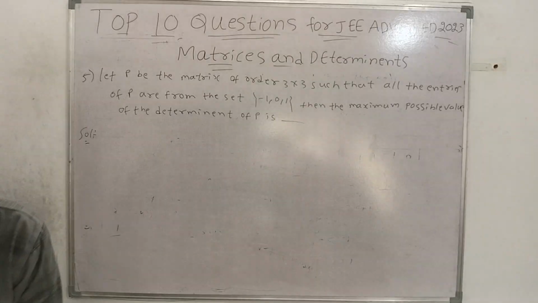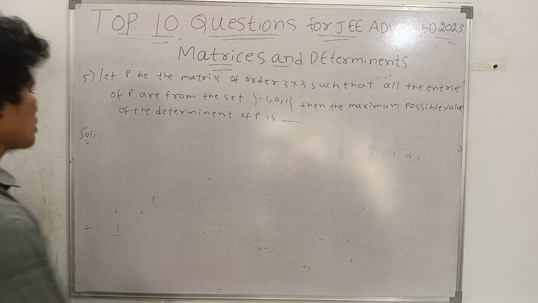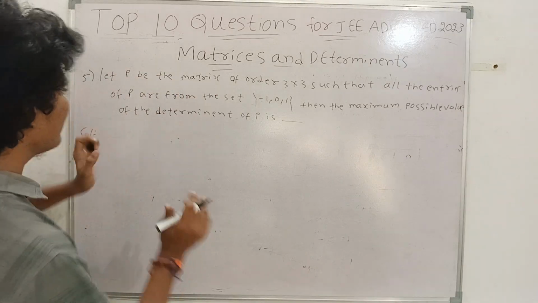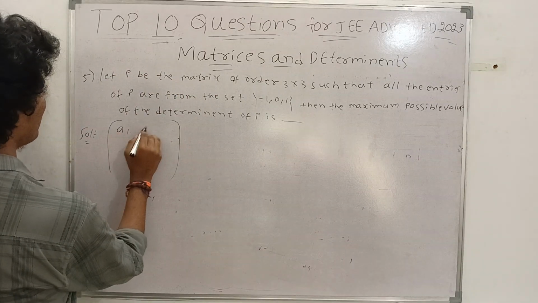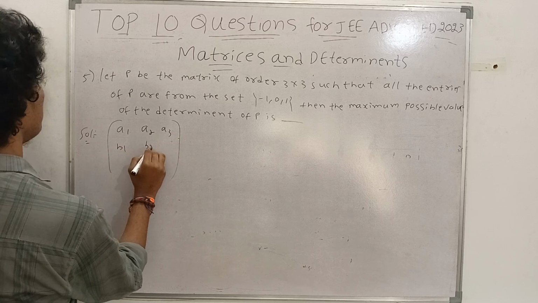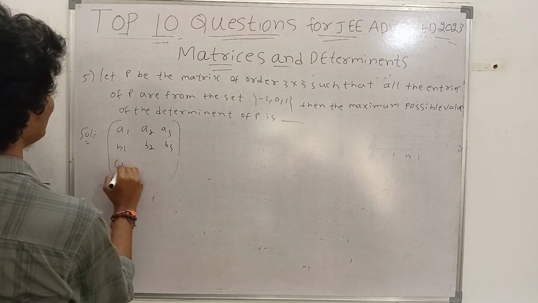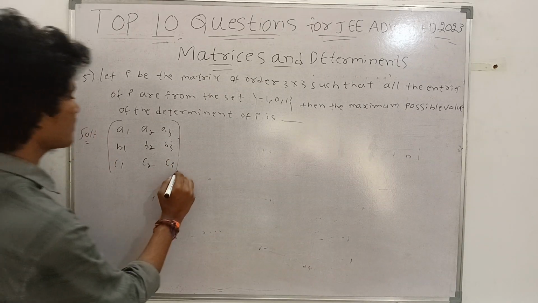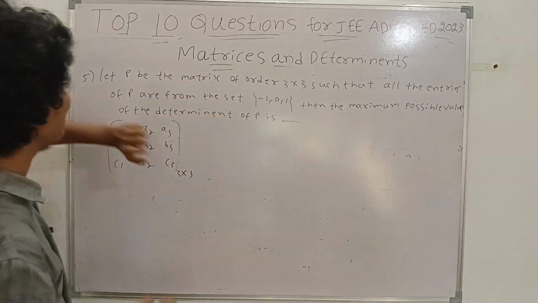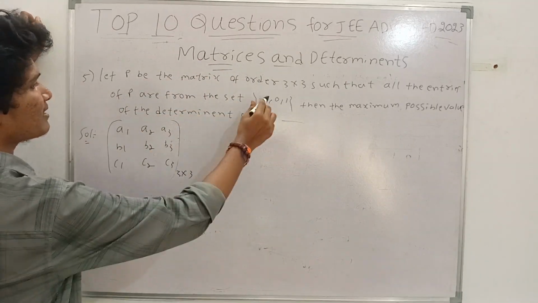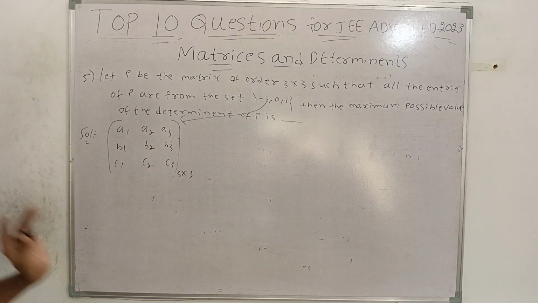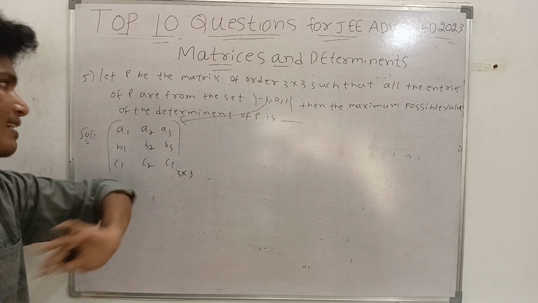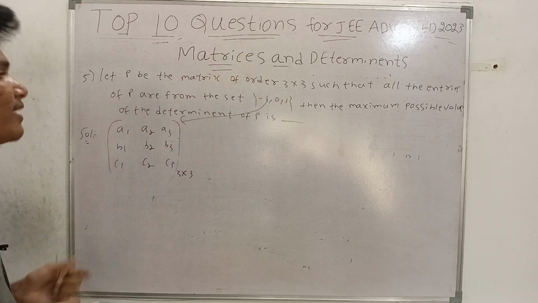Very interesting, guys. Pause the video and solve by yourself. It is really interesting. So basically, they gave one matrix, P, of order 3 cross 3. Suppose A1, A2, A3, B1, B2, B3, C1, C2, C3 are the elements in this matrix. All entries of P are from the set {-1, 0, 1}, so the values will be only from these values.